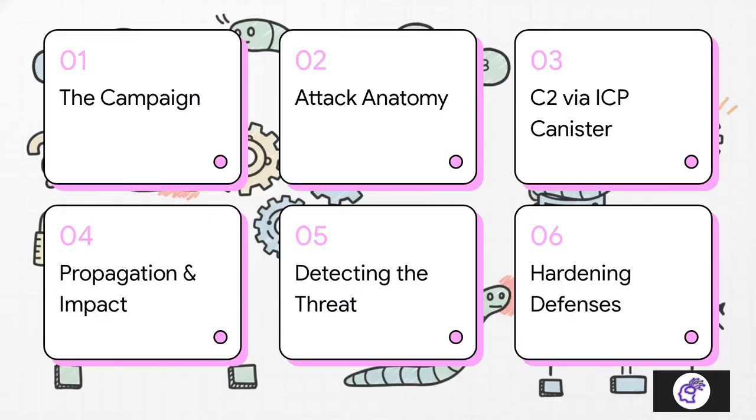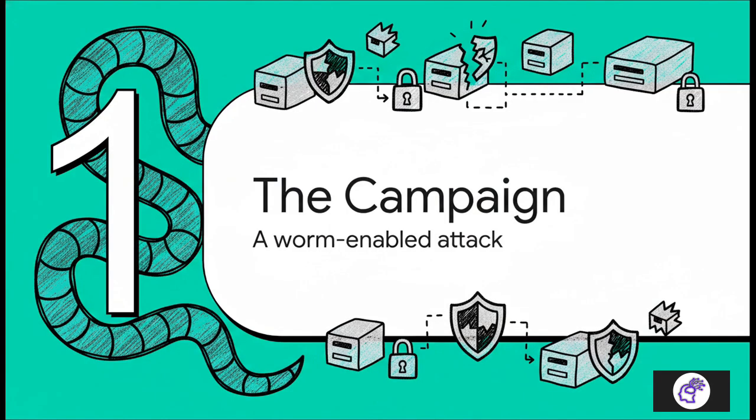So, here's how we're going to break this down. We'll start with an overview of the campaign itself. Then, we'll dissect the attack piece by piece. We'll spend some time on its really unique C2 mechanism and then talk about how it spread and who it hit. And of course, we'll wrap up with the important stuff, how to find this threat and more importantly, how to harden your defenses against it. First up, the campaign itself.